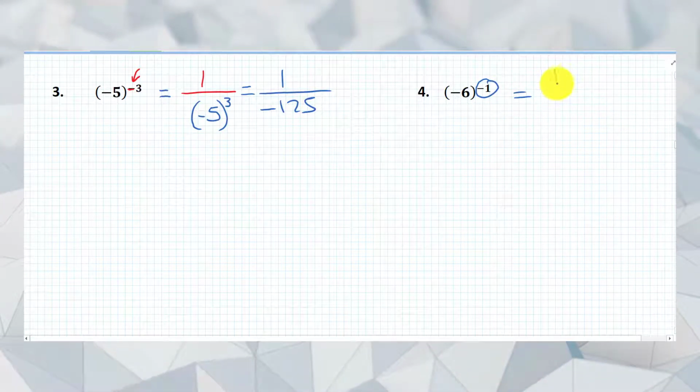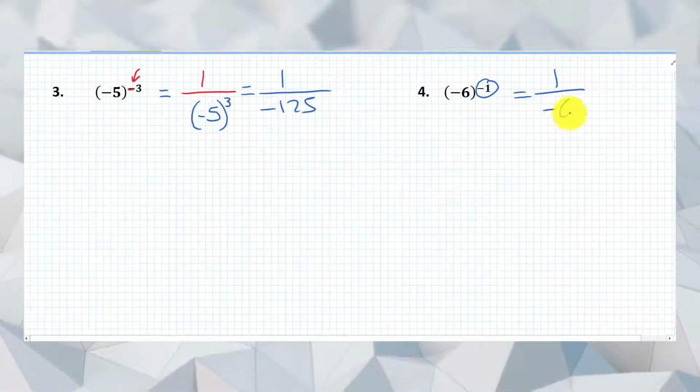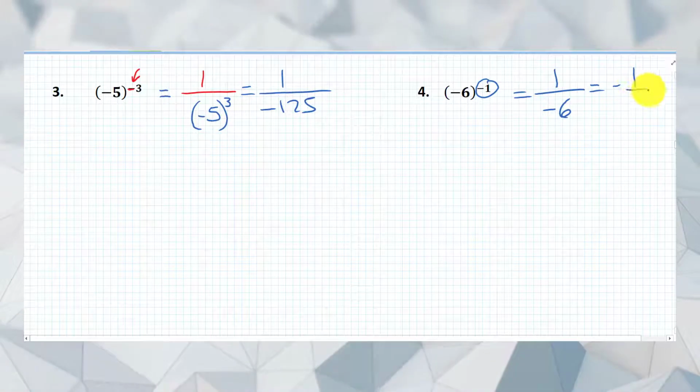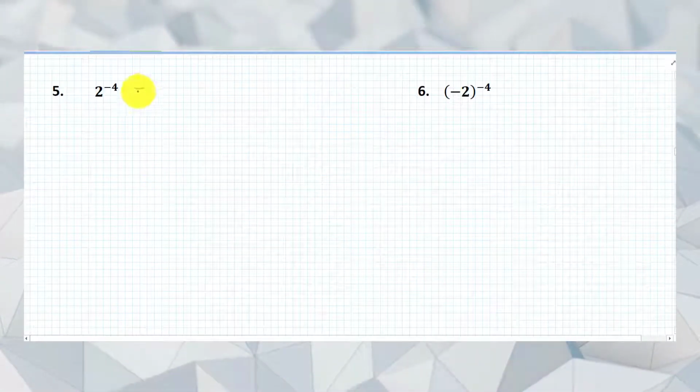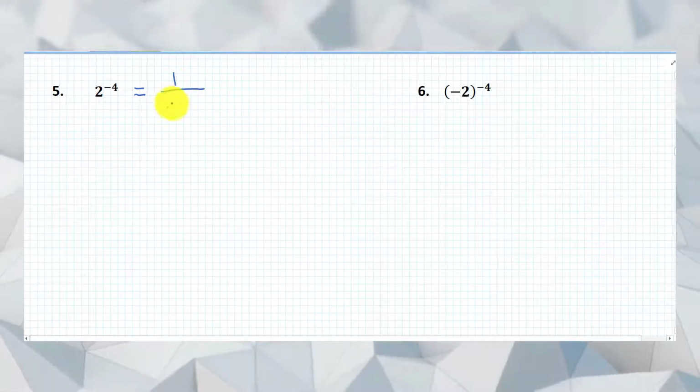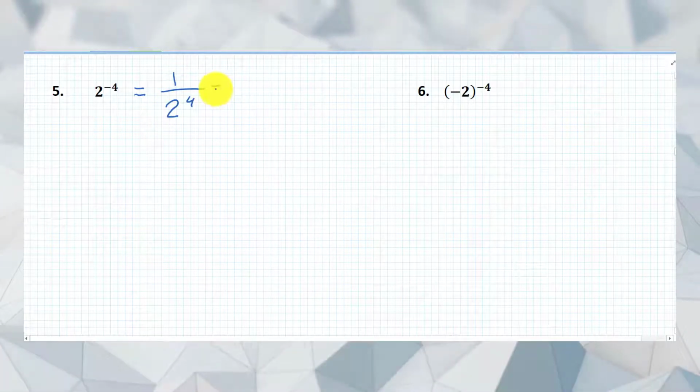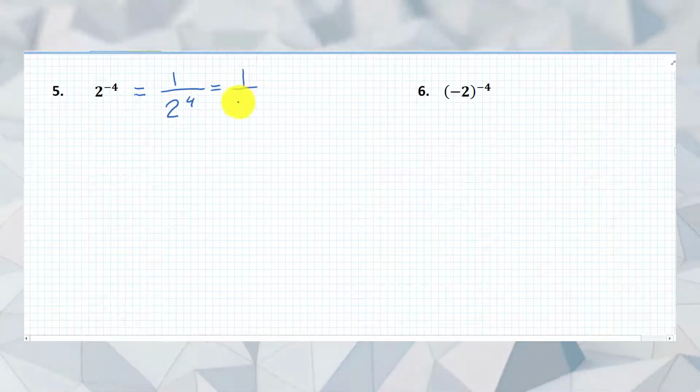Negative 6 to the negative 1 power. The negative 1 is telling you to take the reciprocal of negative 6. That's it. Usually we write it like that, negative 1 over 6. Next set, 2 to the negative 4. That's just 1 over 2 to the 4. 2 to the 4 is 16.